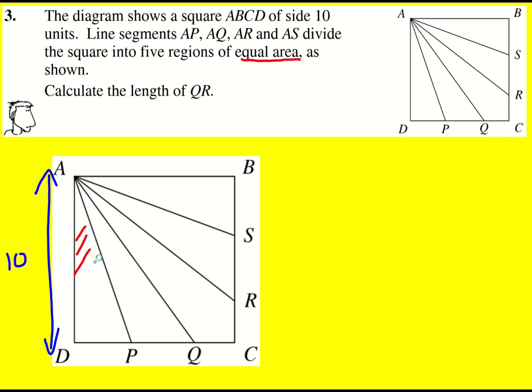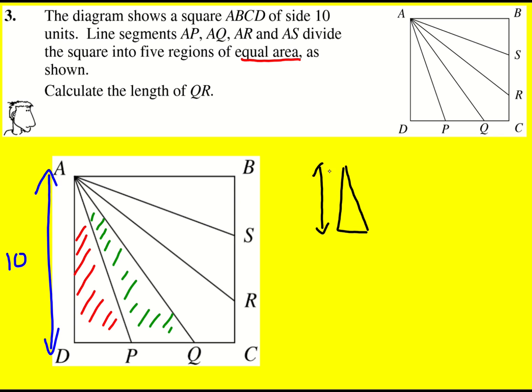So if I focus on this red triangle and the green triangle, then these have equal area. But here's the thing, they also have the same perpendicular height. The perpendicular height of a triangle that looks like this is quite clearly just the vertical. But when you end up drawing a triangle at an angle, it's still the same. That is the perpendicular height.